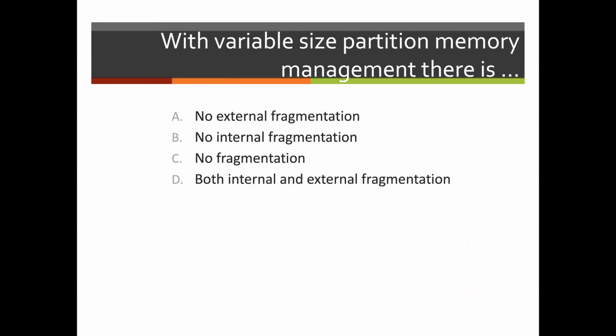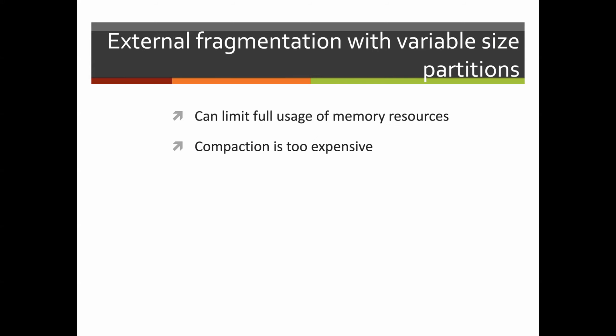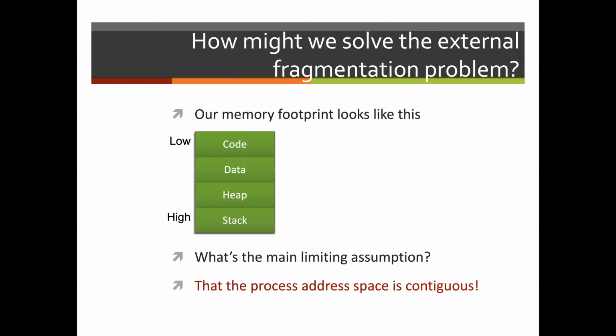And so with variable size partition memory management, there is no external, no internal fragmentation, no fragmentation, both internal and external fragmentation. And really B would represent that we don't have any internal fragmentation with variable size partition memory management. And so with external fragmentation, you can limit the full usage of the memory resources, and you can provide for compaction, but then compaction can be a little bit expensive. And so these are some issues that can pop up. And so how exactly can we resolve these issues?